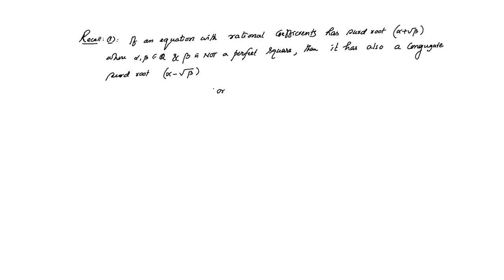That means, in other words, we can say in an algebraic equation with rational coefficients, surd roots occur in conjugate pairs.